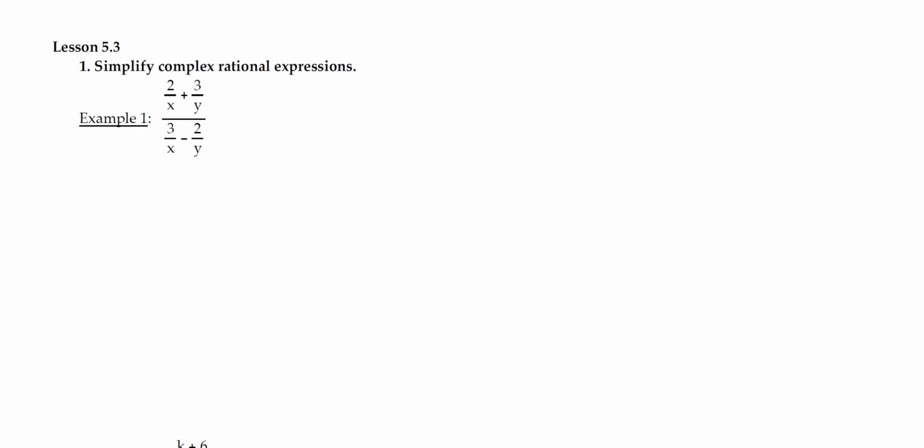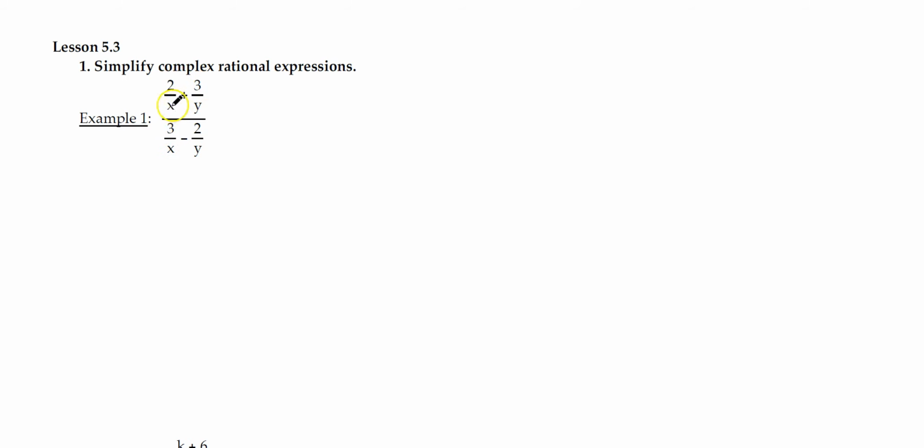Okay, reviewing Module 5, Math 1010 Intermediate Algebra, Lesson 5.3. The first objective, and the only objective, is to simplify complex rational expressions. There are two basic techniques. One is adding fractions and inverting and multiplying, and the other is multiplying the entire fraction by 1. I will show the multiply by 1 technique on this first example.